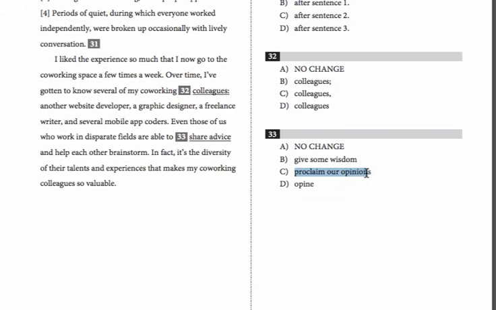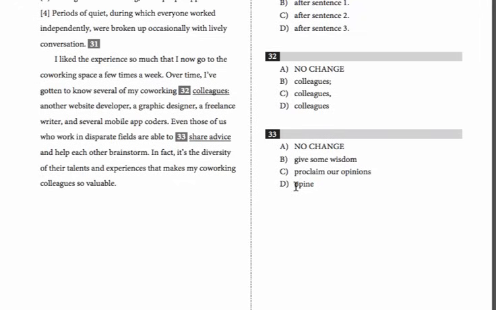Right? Proclaim our opinions. We're able to proclaim our opinions. That again, it's longer, but more importantly, this isn't what you want. You don't want to go to a co-working space and have people proclaim their opinions. That's like, I think mayonnaise is gross. Right? That's not what he's there for. He's there to get good, helpful advice from other people.